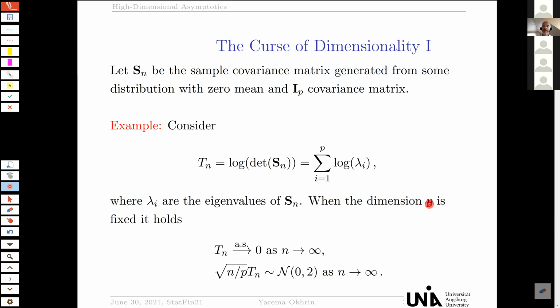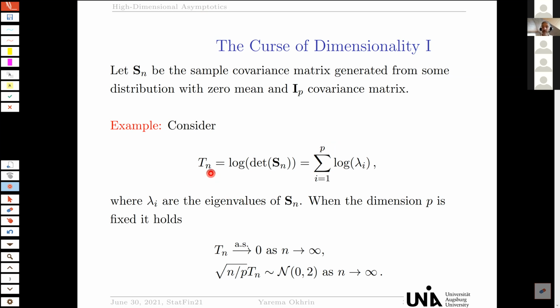Now, if p goes to infinity too, so p goes to infinity and n goes to infinity, but their ratio converges to some c between 0 and 1, so we consider this one case here, then 1 over Tn converges to some function of c, and this function here can be determined explicitly. It's over here, and it is negative. So it is not 0 anymore, it is some negative constant.